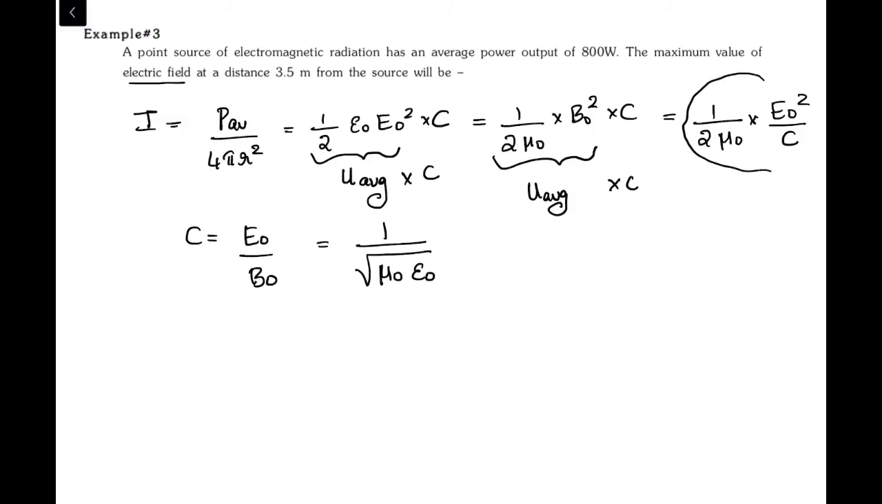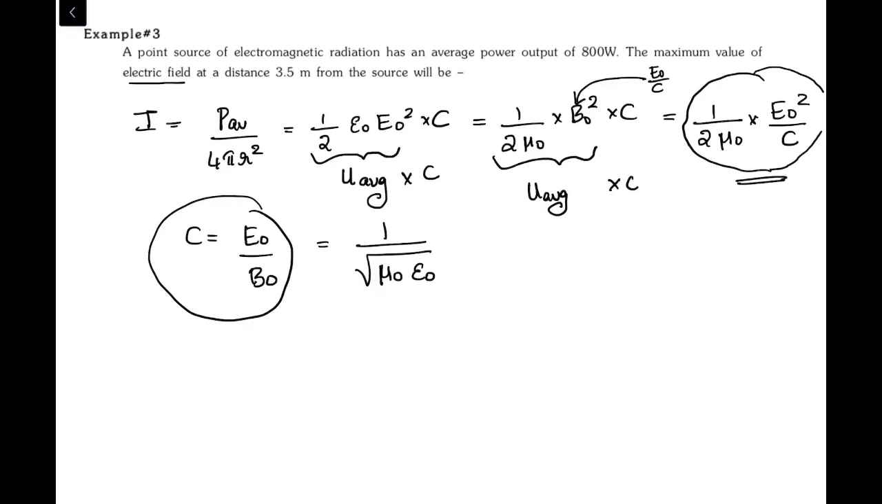For that, as I already told, you can substitute for B0 in this equation. What is B0? Now you can write B0 equal to E0 by C. So substituting for B0, which is E0 by C, which came from this equation, you will get this one. Okay, so we have these sets of formulas.